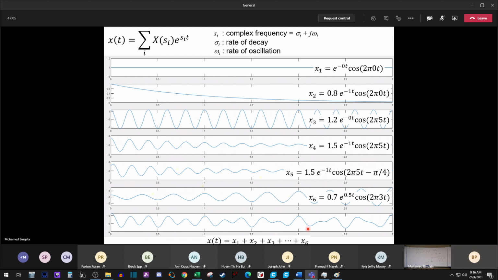Now the question is, I want to know what the frequency content in this signal is. That's what I want to know. What is omega here or here? What is the decay rate here and here or here? That's what I need to know.